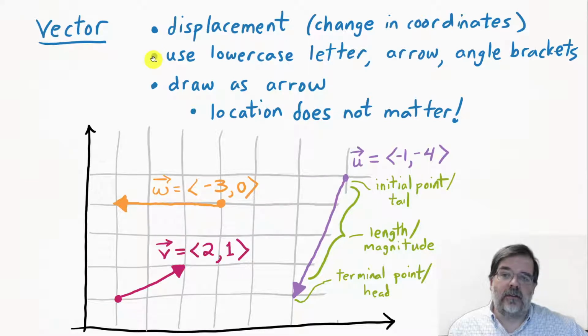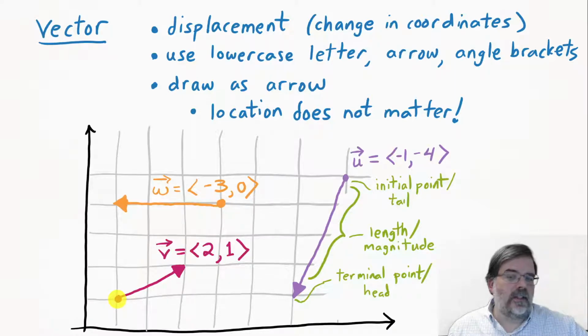And to write vectors, we usually use lowercase letters with a little arrow on top, and we enclose the components with angle brackets. So for example, here's the notation to write a vector named v, a lowercase v with an arrow on top. This is the vector ⟨2, 1⟩, and we use angle brackets around that. And displacement means that we go over 2 units and up 1 unit from the starting point.